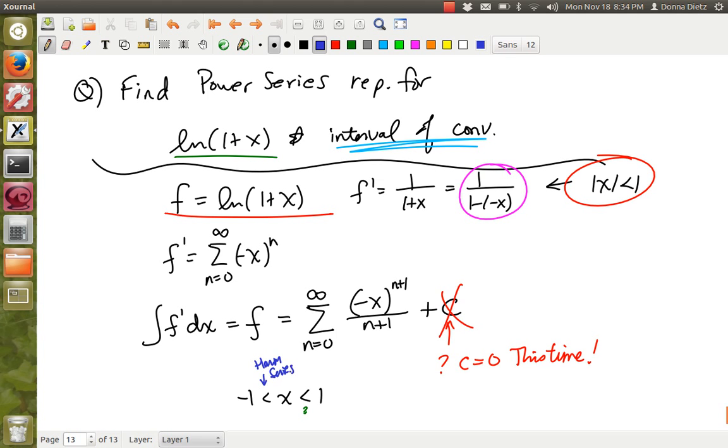But what about on the other side? On the other side, you put in 1, and you're getting the alternating harmonic series. Okay? So that one's going to converge. So we're going to put an equal sign here.